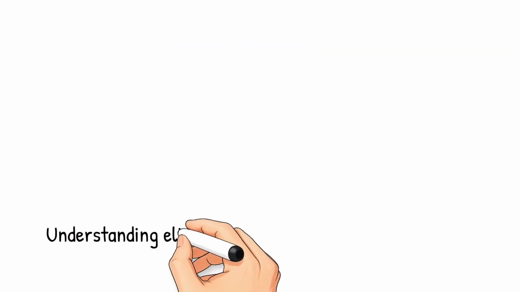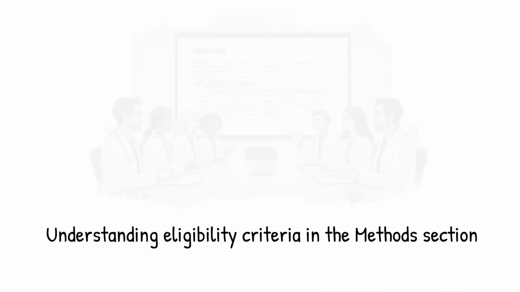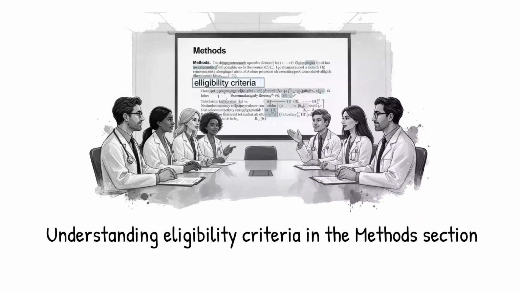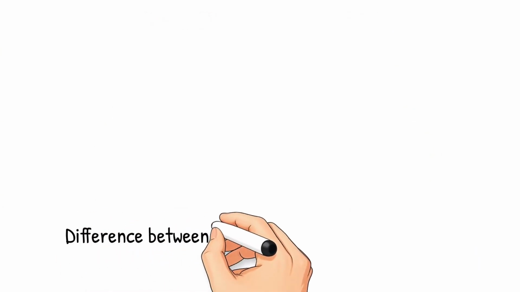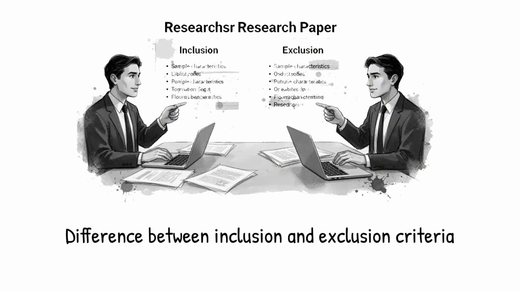The second thing you look for in any methods section is the eligibility criteria: who was allowed in and who was kept out. Every study defines 2 sets of criteria: inclusion criteria, the characteristics a participant must have to be eligible, and exclusion criteria, the characteristics that disqualify them. These criteria are not just administrative details. They define the boundaries of the conclusion.